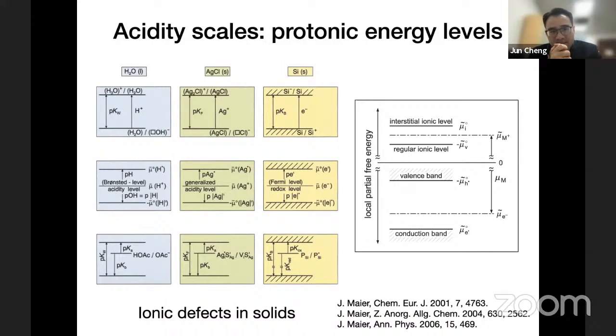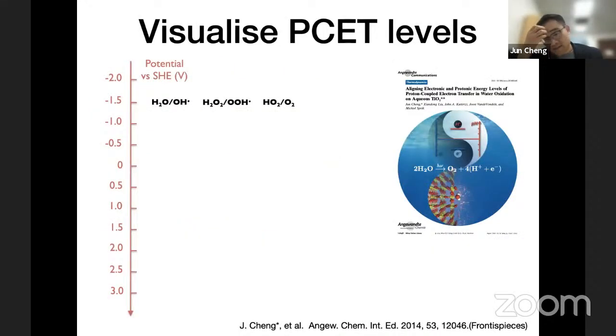I use this acidity scale, the so-called protonic energy levels proposed by Professor Joachim Maier, to really visualize the thermodynamics of ionic defects in solids as well as in solution. For example, you can have pKa scales in solution. Is that the same way we look at the electronic energy level? I just want to demonstrate that in this level diagram here.